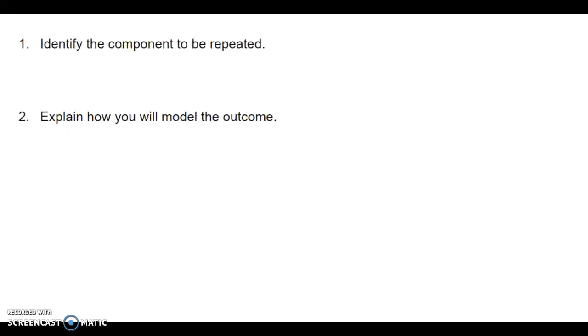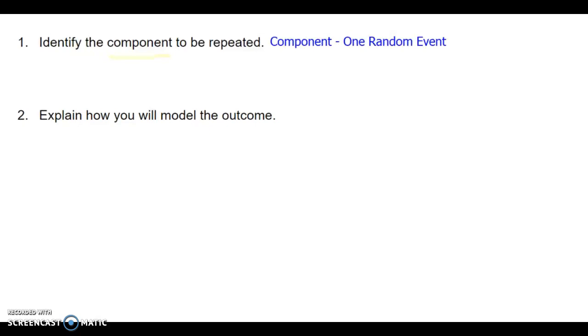The first thing that we are asked to do is identify the component to be repeated. So the component is the thing that is going to be repeated over and over again. A generic way to describe a component is to say that it's one random event. So in this particular case, what is that one random event? In this case, the component is randomly selecting a student to pass the rumor on to. So that's the component that we're going to be repeating over and over and over again.